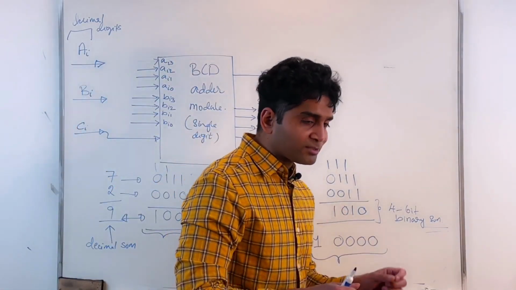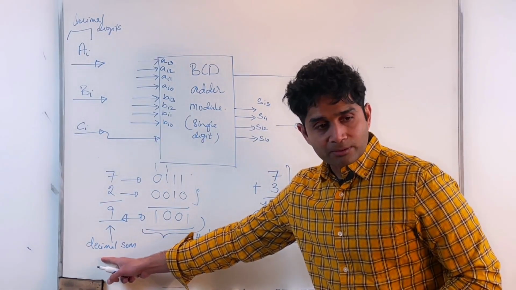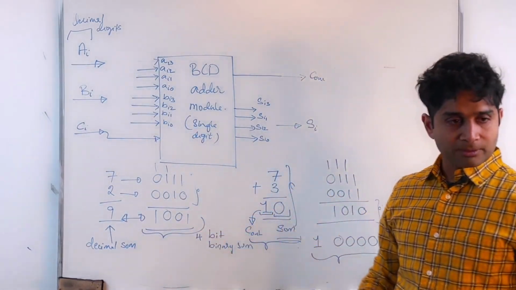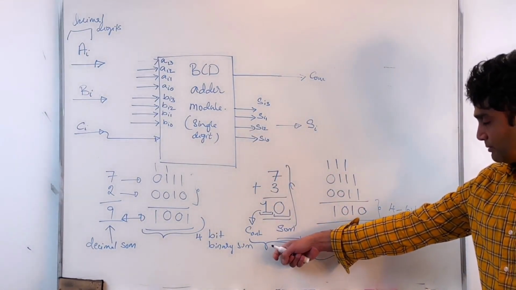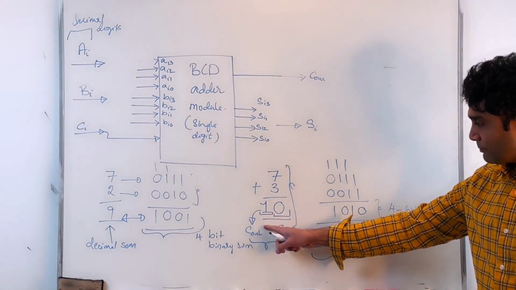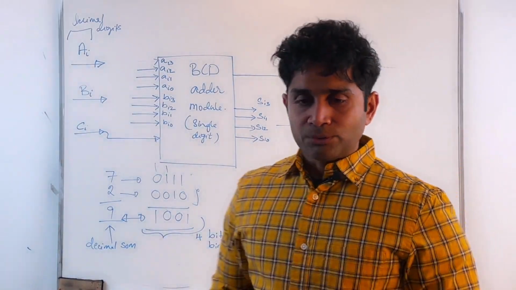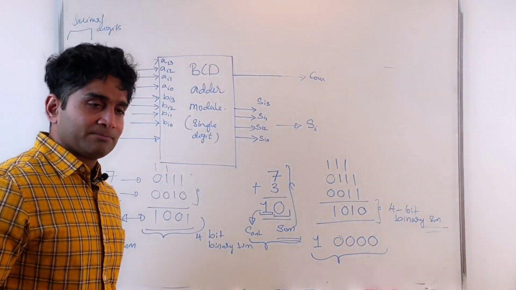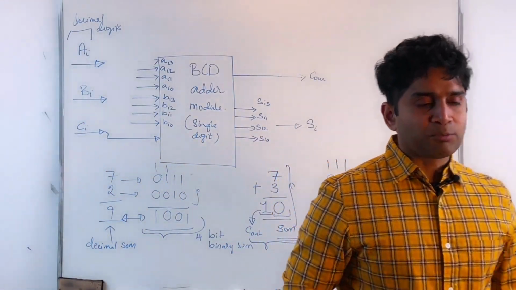So for some instances, looks like my decimal sum is equal to the binary sum. And in some instances, like this, for example, in this case, looks like my decimal sum is not equal to the binary sum. So that means I need to do something to correct for that. Okay. All right. Are you with me until this point?